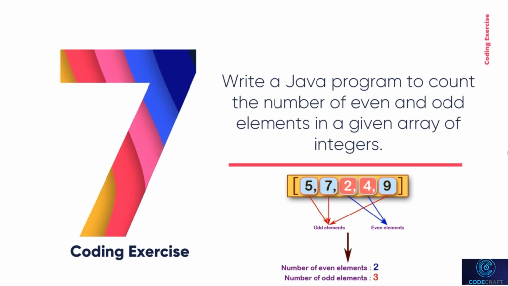In this exercise, we are asked to write a Java program to count the number of even and odd elements in a given array of integers. For example, we have 5, 7, 2, 4, 9. These are the elements inside this array. We need to count the odd elements and the even elements. Odd elements are 5, 7, 9, and the even elements are 2, 4. So the program will display: number of even elements is 2, the number of odd elements is 3. Pause the video and think about how to solve such an exercise.